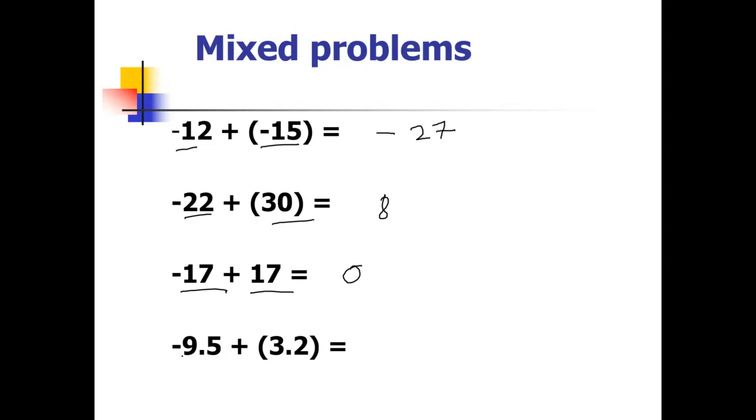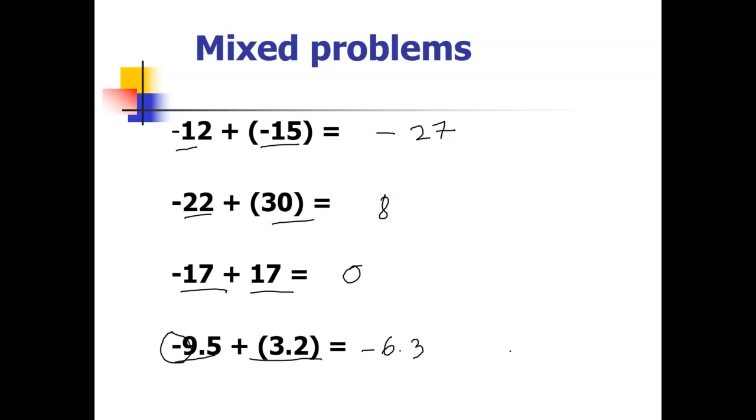Last one, negative 9.5 is a negative and a positive number. We will subtract. The difference will be 6.3. Let's first write the difference and then we'll decide the sign. Negative 9.5 is the bigger number in terms of absolute value, so the sign will stay negative: negative 6.3.